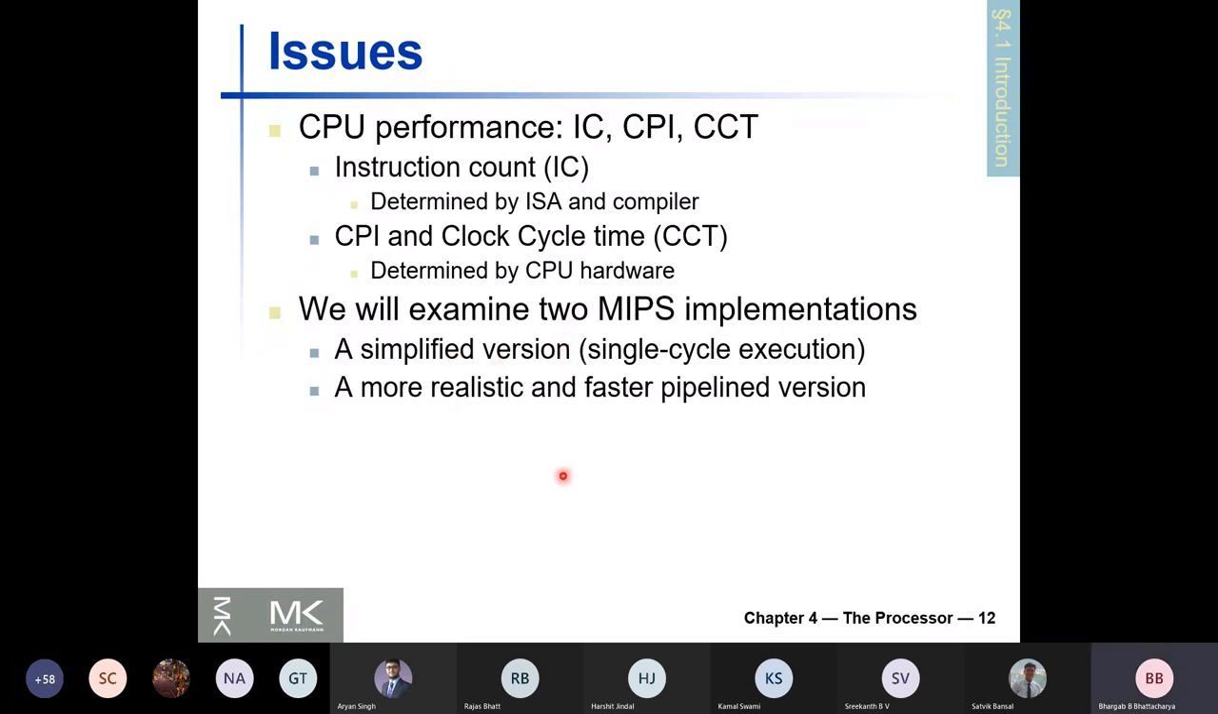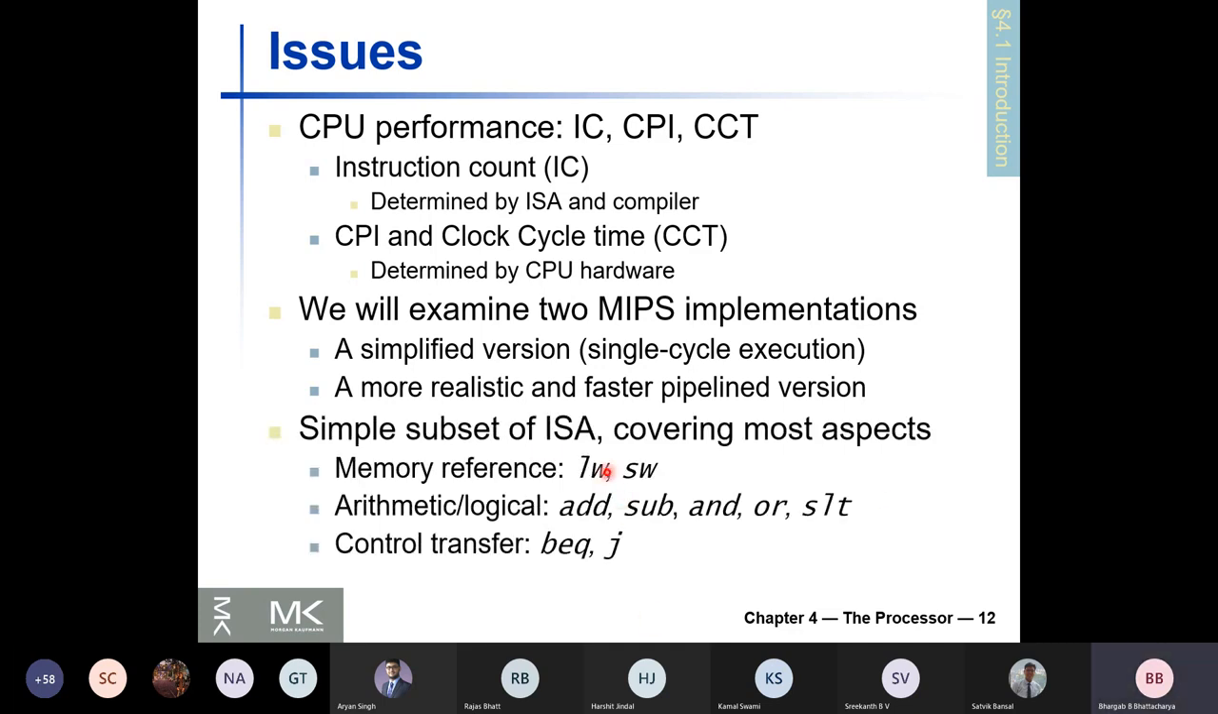And then in the later part of the course, we will talk about the pipelined machine, which is more realistic. And this is essentially some kind of multi-cycle representation. So we'll talk about that later on. Right now, we'll discuss single cycle execution, meaning that every instruction will be executed within a single clock cycle.